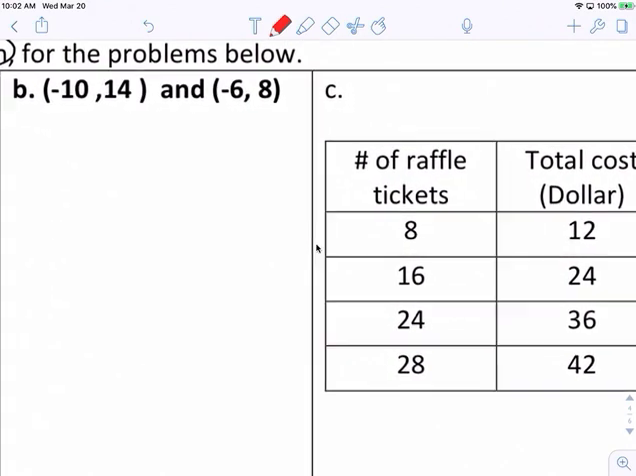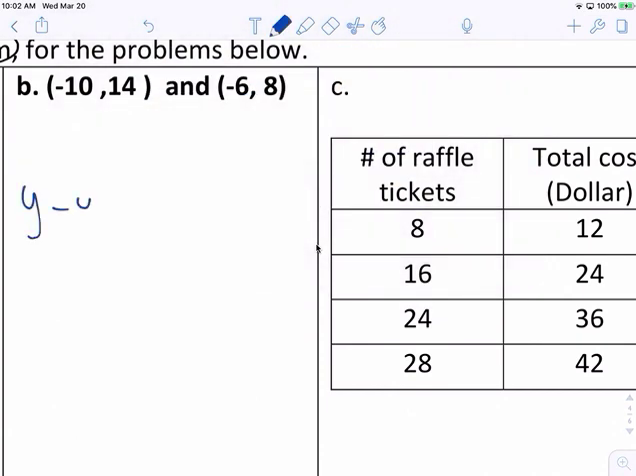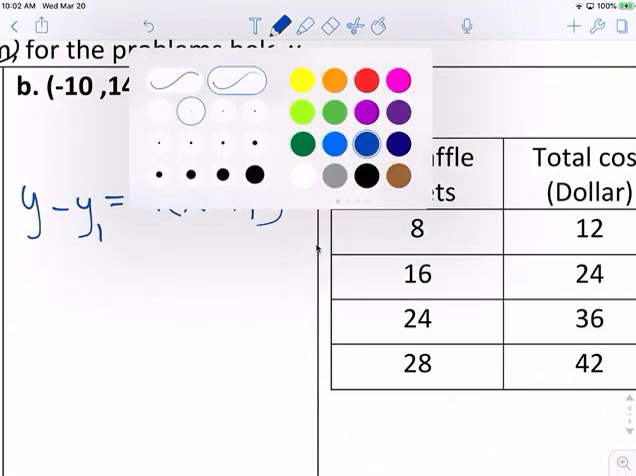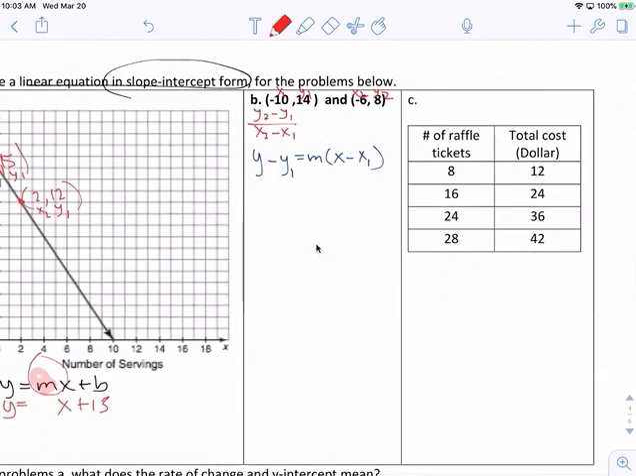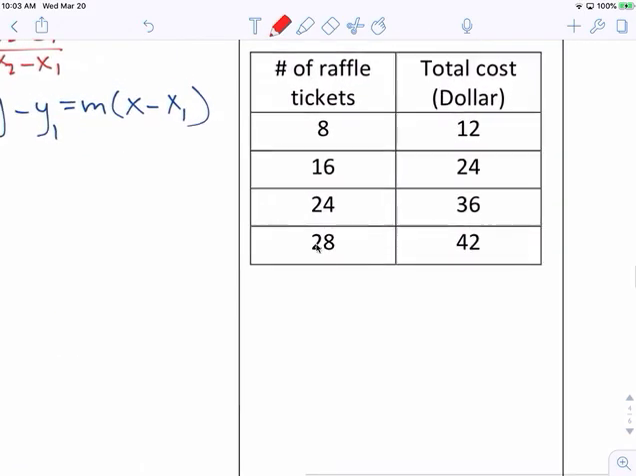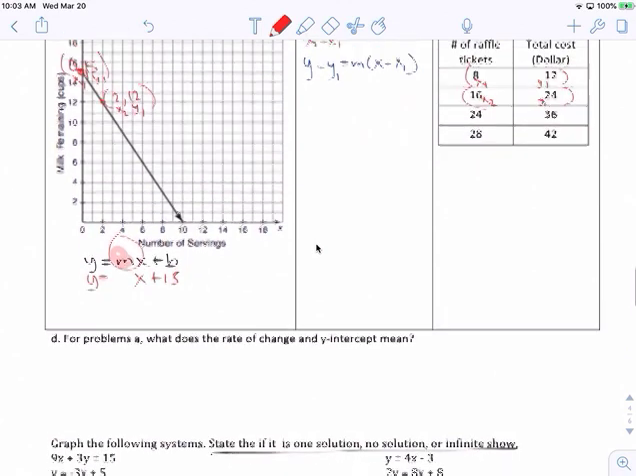Here, because we don't know the y-intercept, there's no y-intercept, so you need to use point slope, y minus y sub 1 equals m times parentheses x minus x sub 1. Find the rate of change first, y sub 2 minus y sub 1 over x sub 2 minus x sub 1. That's the rate of change. So make sure you do that, and same here. Because you don't know what the y-intercept is, pick 2 points, x sub 1, y sub 1, x sub 2, y sub 2, and do point slope. And answer D.